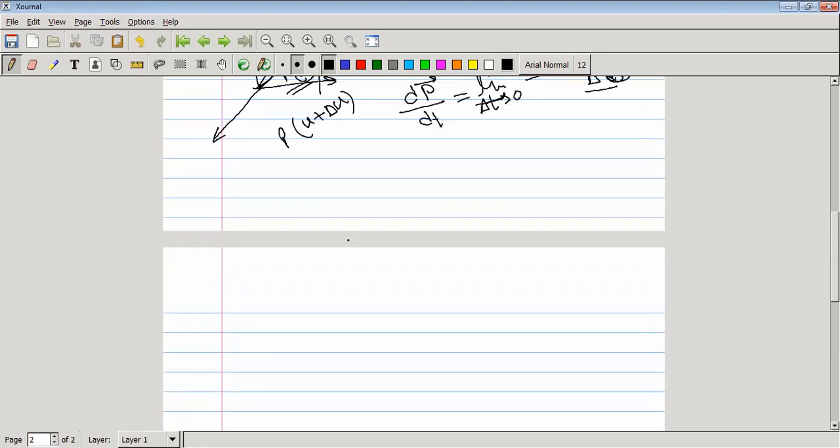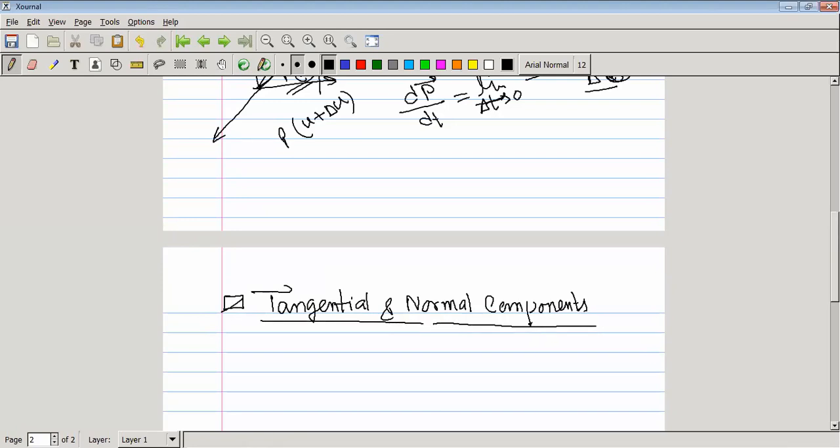So the next part is the tangential and normal components. So here, this is actually the tangential and normal component.